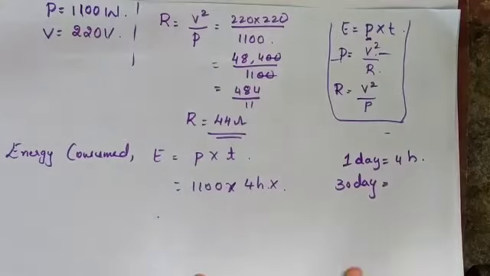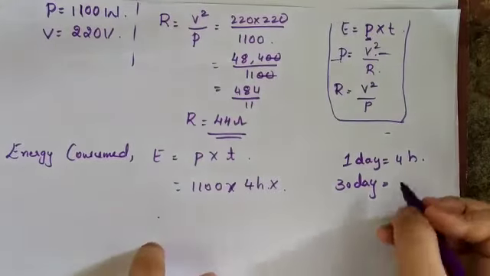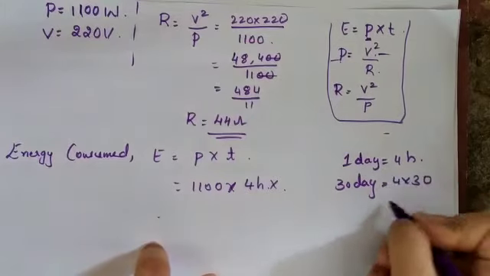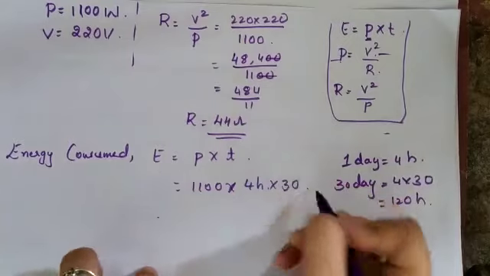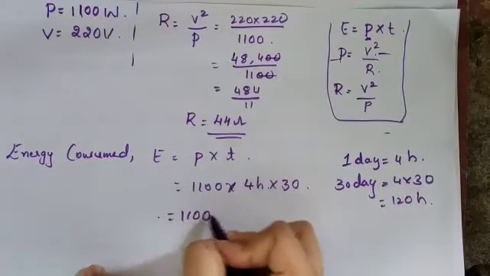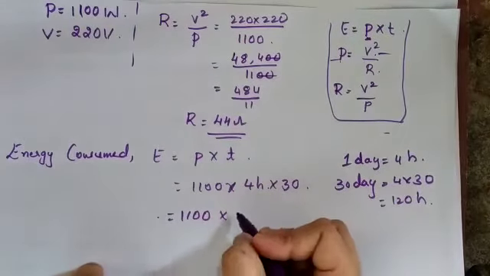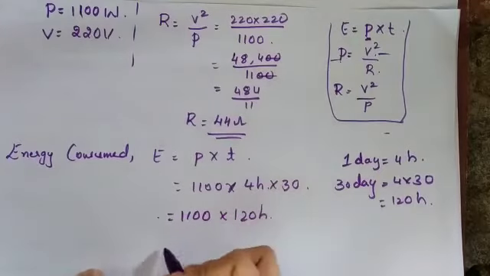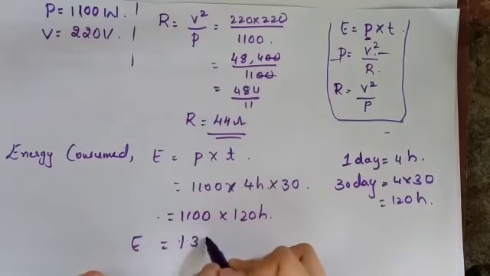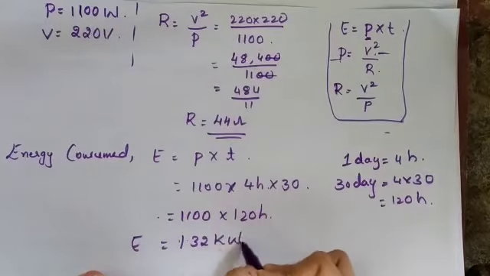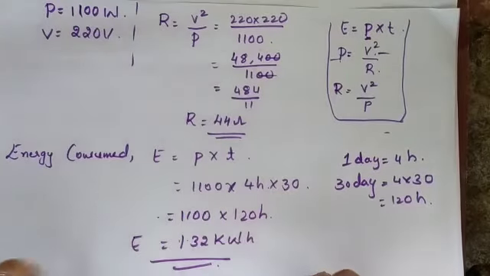But approximately, if they ask for the month, we will take it as 30 days itself. So 4 into 30, that is 120 hours. So now I'll multiply with 30 here. So 1100 divided by 4 into 30, that is 120 hours. So the energy consumed, if I multiply, I'll get it as 132 kilowatt hour. Okay, so this is the energy consumed in kilowatt hour. So this is about the first problem.